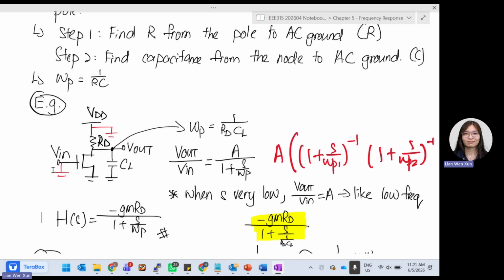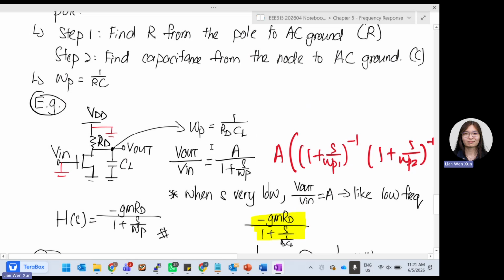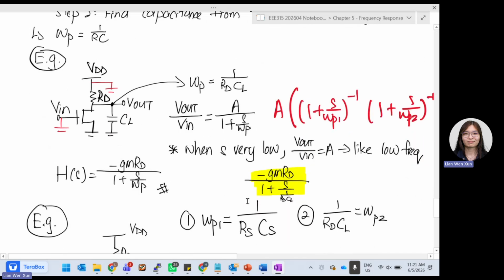It is a common source because the gate has input, the drain has output, and the source is grounded. So it's a common source. For common source, what's the gain? The gain is negative gmRD. So we substitute. We say that Vout over Vin, this is the transfer function already. Transfer function means the output over input in terms of frequency. So this A will just be negative gmRD divided by 1 plus s over omega p. And this omega p is basically 1 over RDCL. You substitute this one inside. So this is your final. The highlighted part is your final answer for the transfer function.